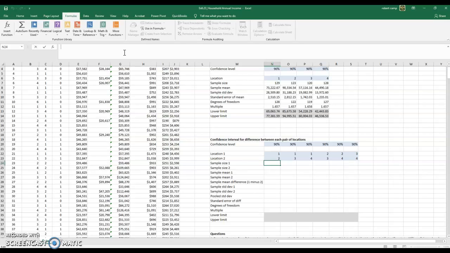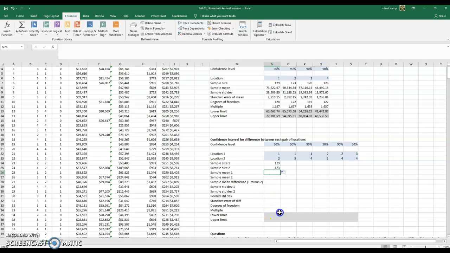So the first thing I want to do is count the sample size for 1 and the sample size for 2. So this is where I'm going to use my COUNTIFS. And so I'm going to count all of the locations that are location 1. And so there we go. Done. So 129, I want to do the same thing for 2. Since I've got that range name in there, we can just drag that down to get 123.